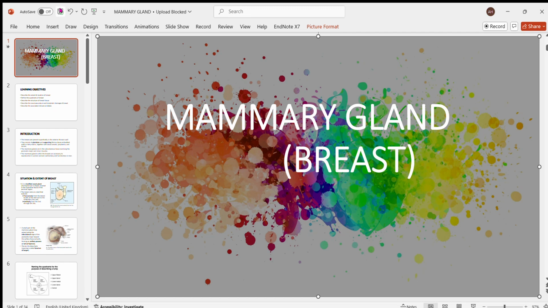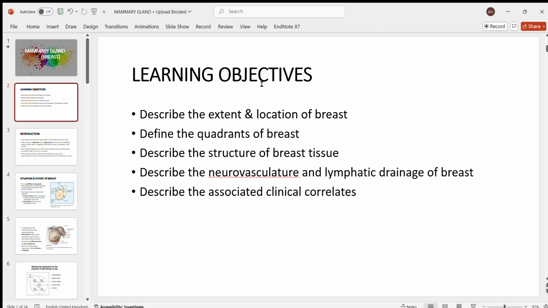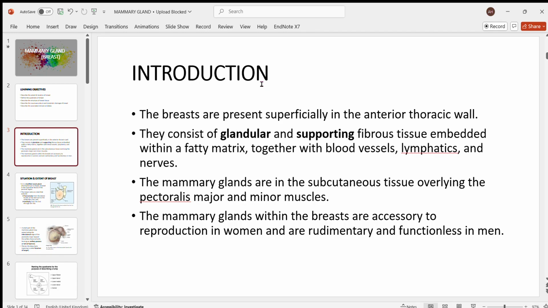Our today's topic is mammary gland, which is in layman terms called the breast. Breast is basically a glandular and supportive fibrous tissue which is embedded within a fatty matrix.